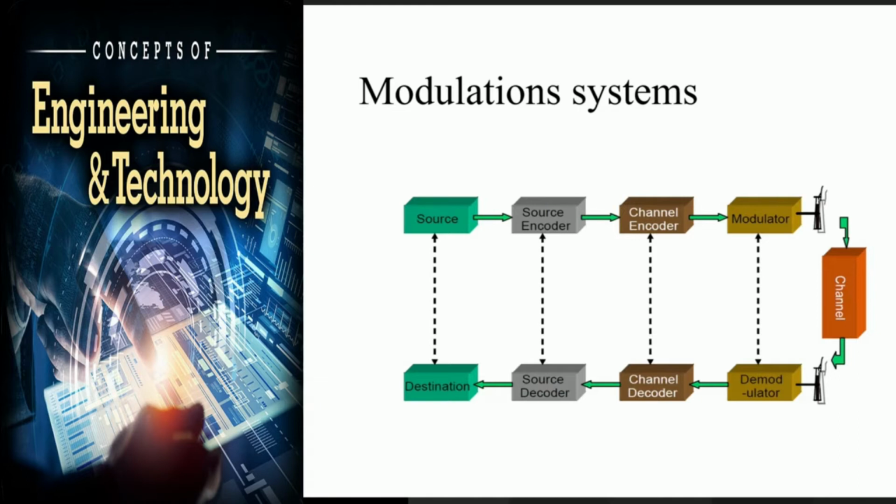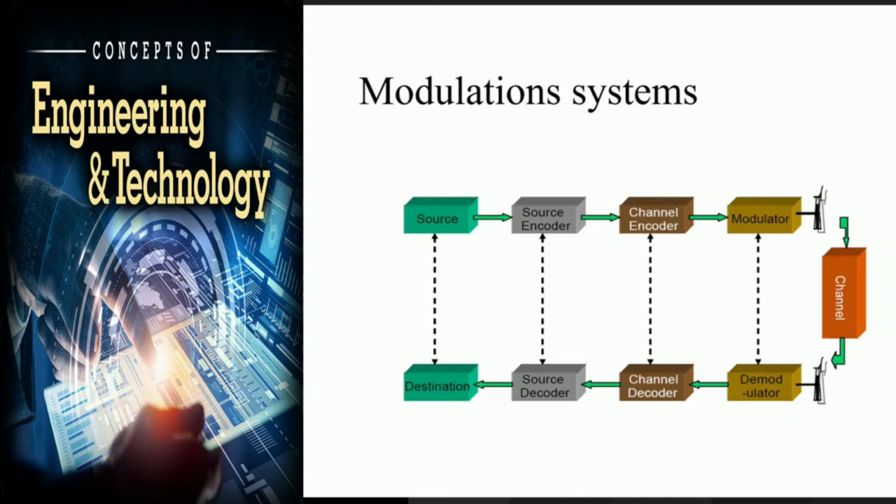So this modulator converts all the information, which is then transmitted through the channel, and then we look for the demodulator. From the demodulator, we go to the channel decoder and the source decoder, so we will be getting the information. So this is your information that you will be getting. This is the entire system, how it works, the general block diagram of modulation.